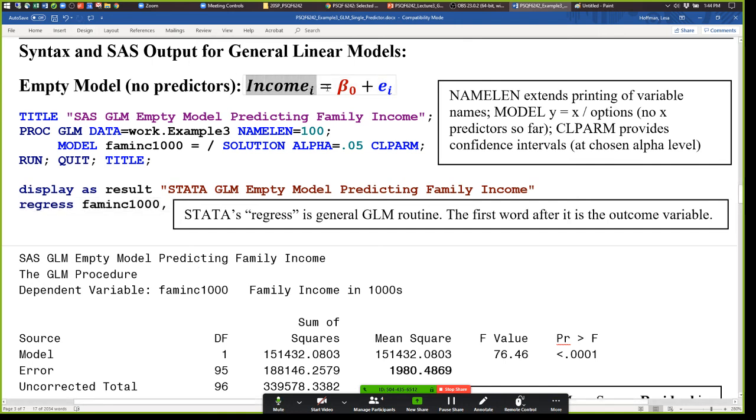So the model that I'm fitting with this code is right here. This is an empty model. This is a model that has no predictors. It's our jumping off point for how we're going to predict income for each person. So far, our prediction comes from just one beta, one fixed effect, the intercept, which is going to be the mean. Because if you don't know anything else about a person, your best guess for their outcome is the sample mean.